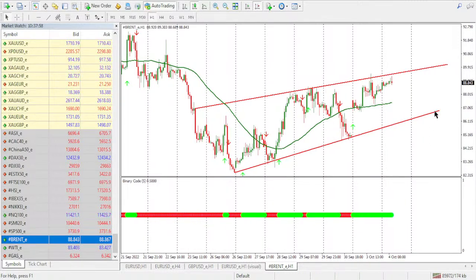So as long as the price remains below this line, this should give us a good place to look for a sell position from. We expect the sellers to push price downwards at least up to this level here. In case the price ascends above this trend line, we do expect it to continue upwards.